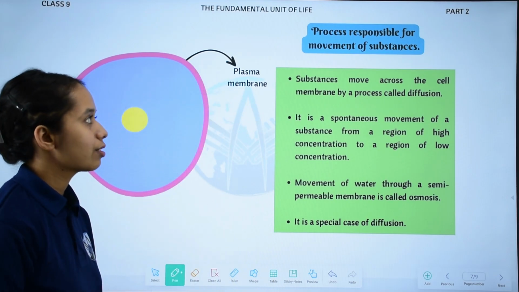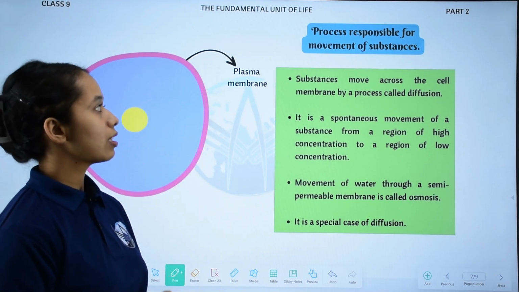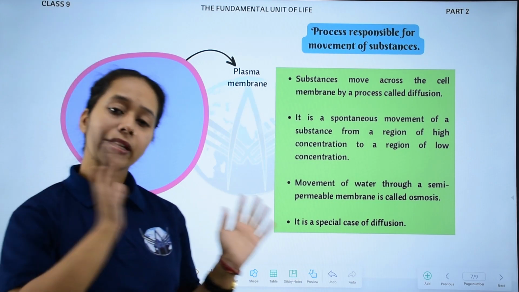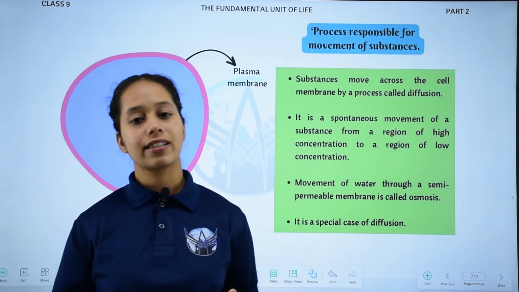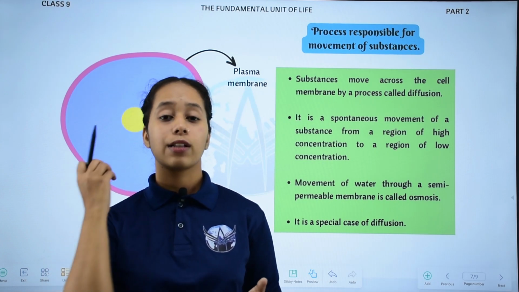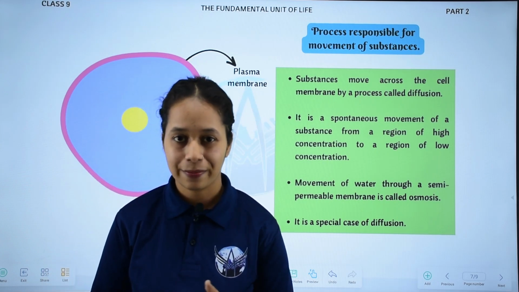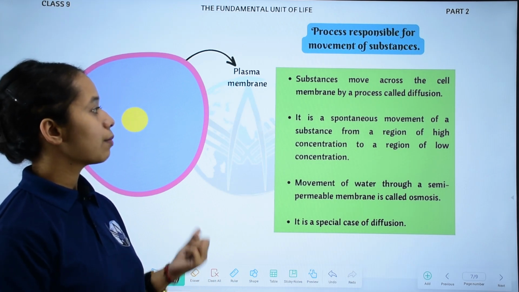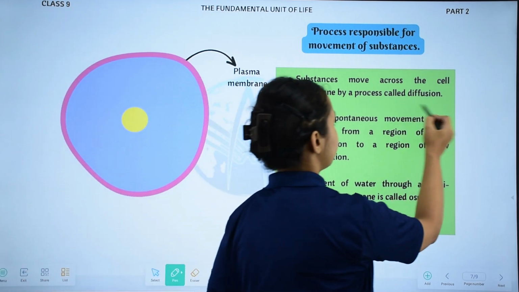So here we need to study the processes responsible for movement of substances, from inside the cell to the outside or from outside the cell to the inside. What are the processes and what is the mechanism of that process? Substances move across the cell membrane by a process called diffusion.